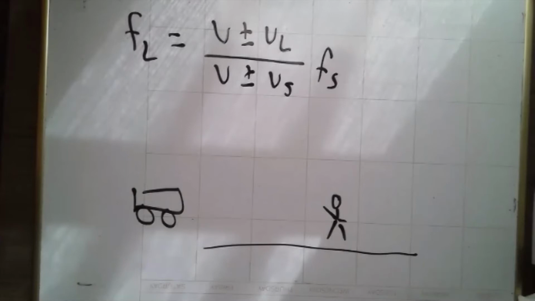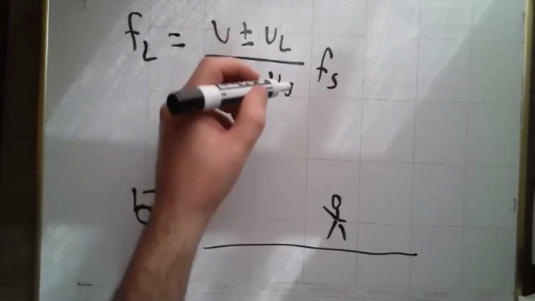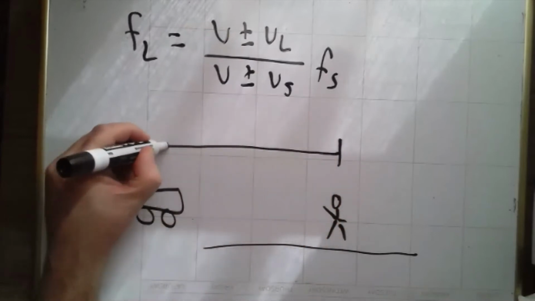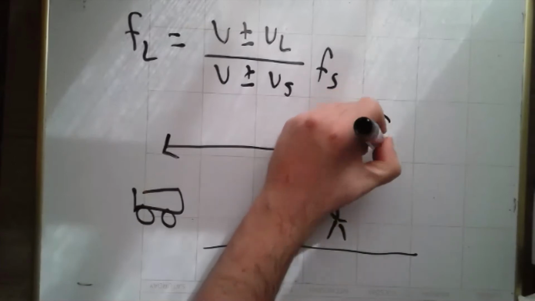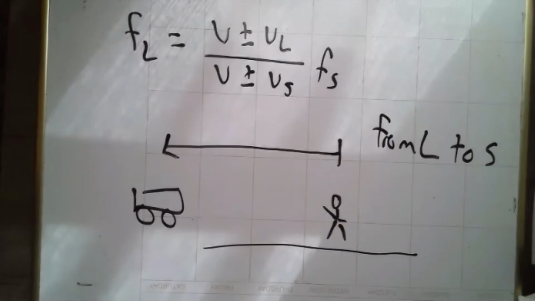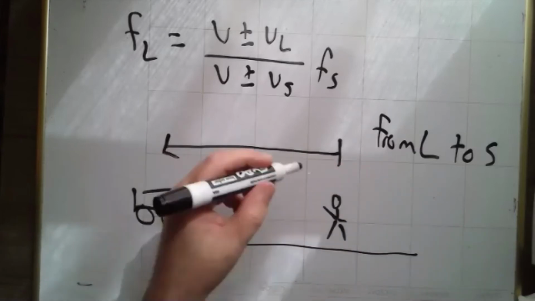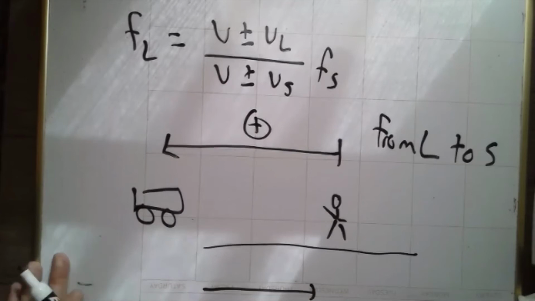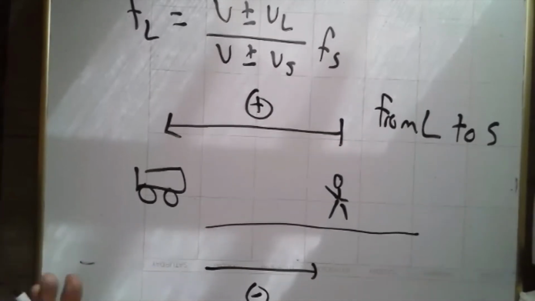Here's my suggestion to you to get these pluses and minuses right. You draw an arrow from the listener to the source. From L toward S, listener to source. Anything that moves in that direction, that way, whichever direction that is, we use a plus sign for. Anything that moves the opposite direction, we use a negative sign for. Either one of these guys.